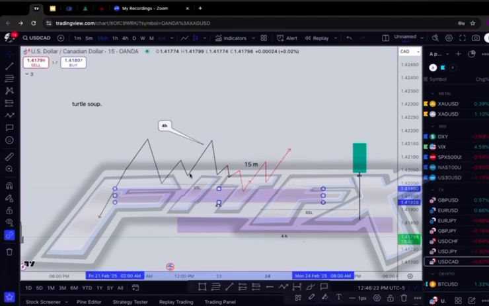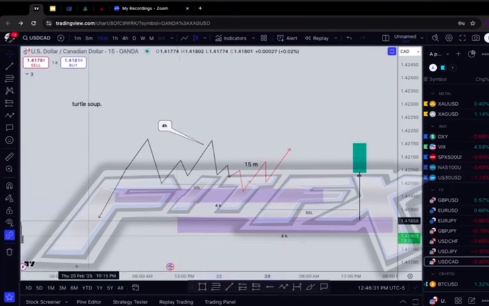So that's like your turtle soup. Very powerful. After the turtle soup, after your liquidity sweep, you always want to look for your charge inside your zone. They all got to correlate together.